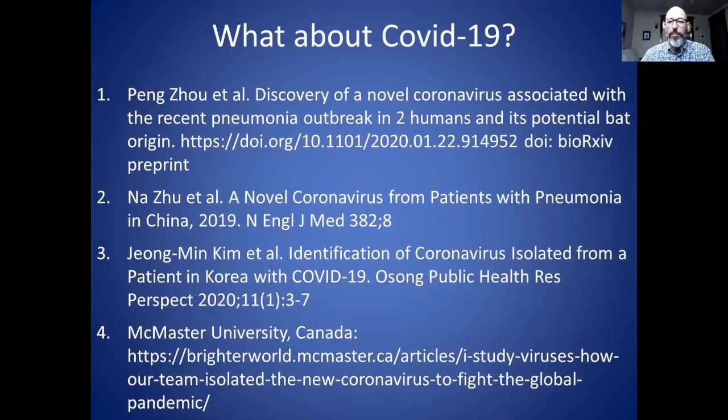So these are the 3 papers that have been published: 1, 2, 3. And then the 4th one is a group from Canada that has reported to some news media that they have also isolated this COVID-19 virus, but they have not published yet. So there's much less information about their specific methods, but there was enough to know what's going on.